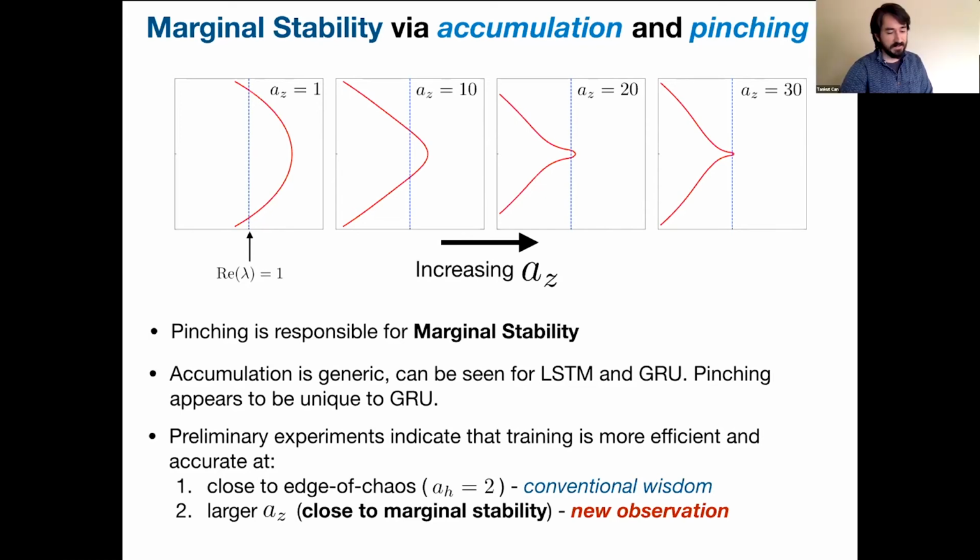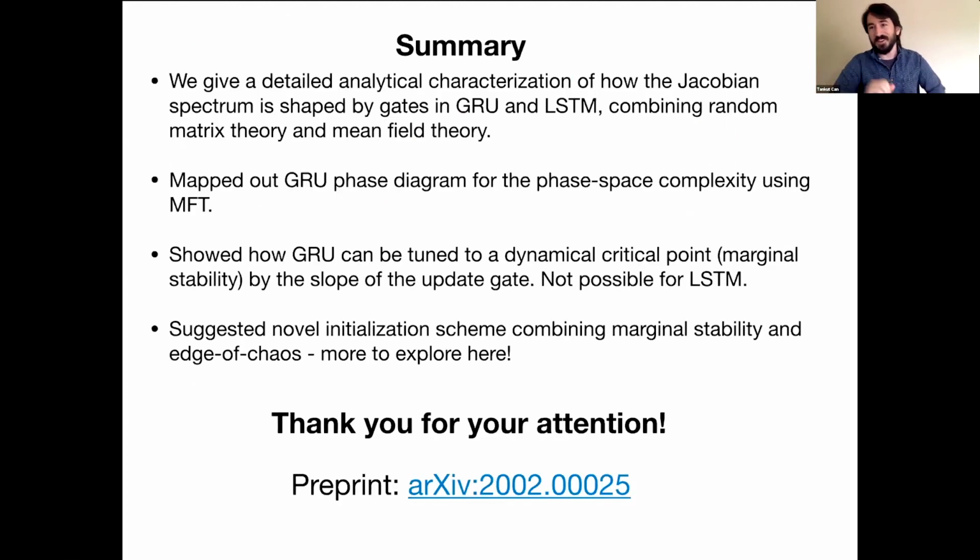Yeah, oh, right. So I just wanted to say one more thing. Also, in problems where marginal stability is somehow advantageous, this would suggest maybe GRU has an advantage over LSTM. But there's a lot to explore, and it's an exciting avenue for further research, I think. Thank you for your attention.